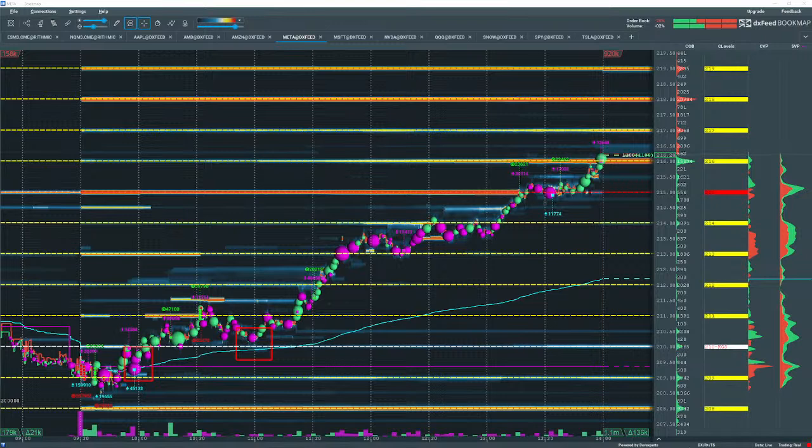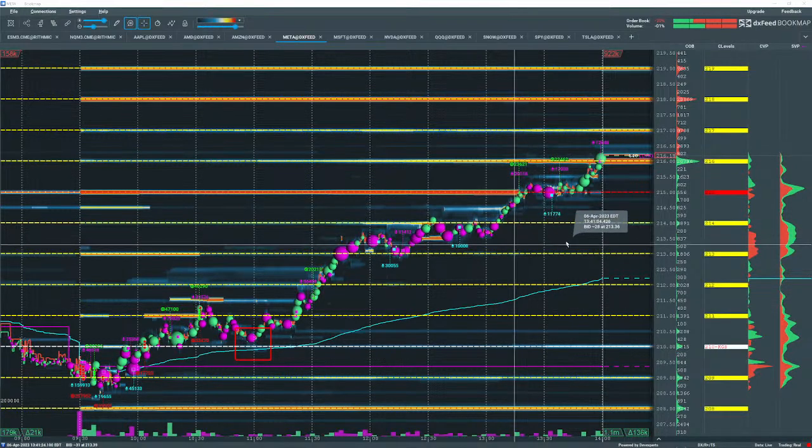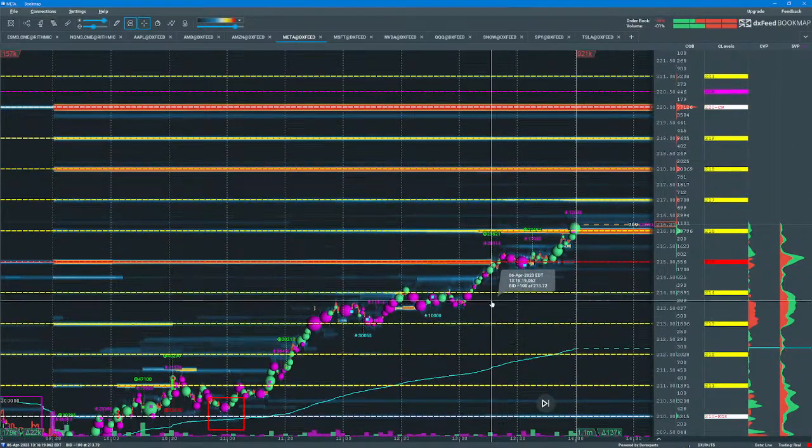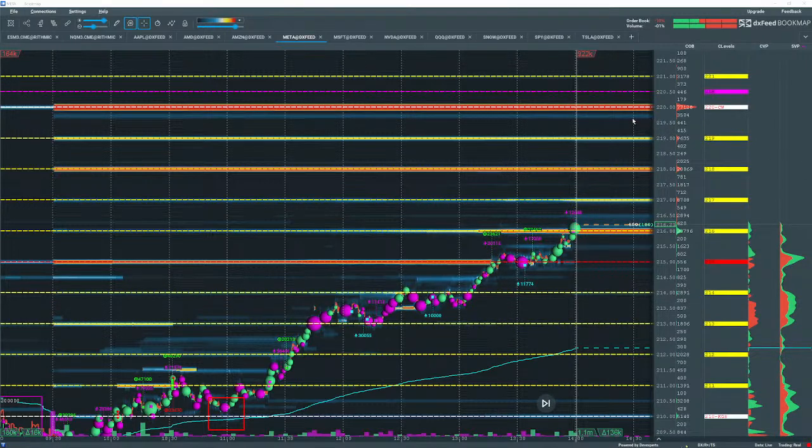Let's just see if there are any levels up above. Actually, let me just check my spreadsheet. All right, for Meta, the call wall is at 220. So that's up here, call wall at 220. Note the high liquidity at that level. And just below the upper edge of the expected move for the week. That's based on the options market.